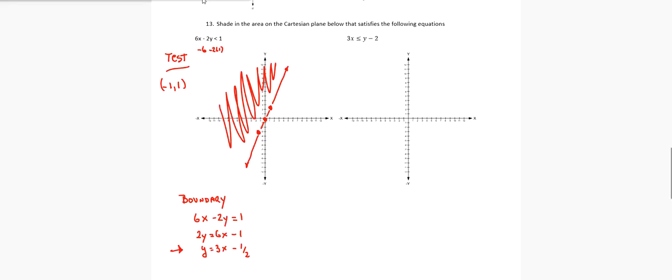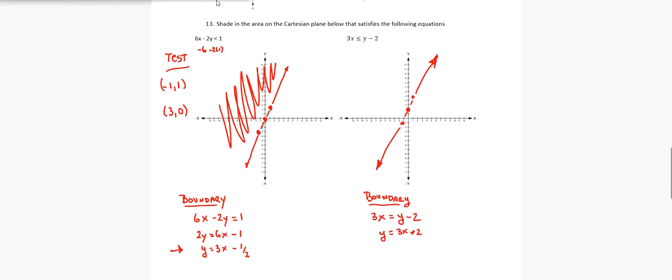On the other hand, let's just double check. Let's try 3, 0. So that's this point here on the right side, and it shouldn't work. So if I stick in 3 here, I get 18 is less than 1. That's not correct. So this is the correct answer for this one.